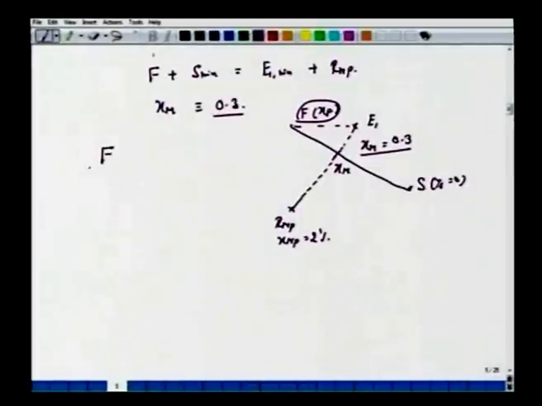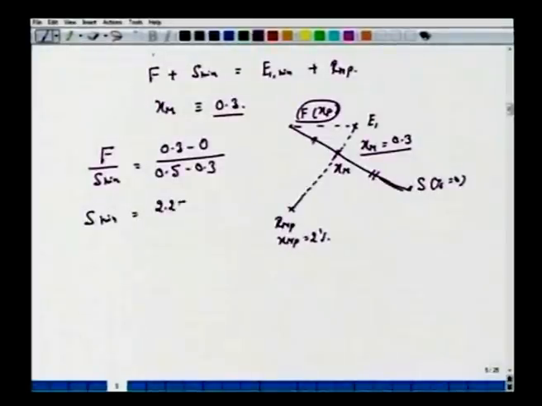Then now we can write down F over S min. So F over S min is 0.3 minus 0, so this segment, over 0.5 minus 0.3. So 0.5 is here minus 0.3 here, so this segment, and then this will be equal to, from here we can calculate S min. F is 2.25 divided by 1.5. So this number is 3 by 2, 1.5. We have 1.5 kg per second.